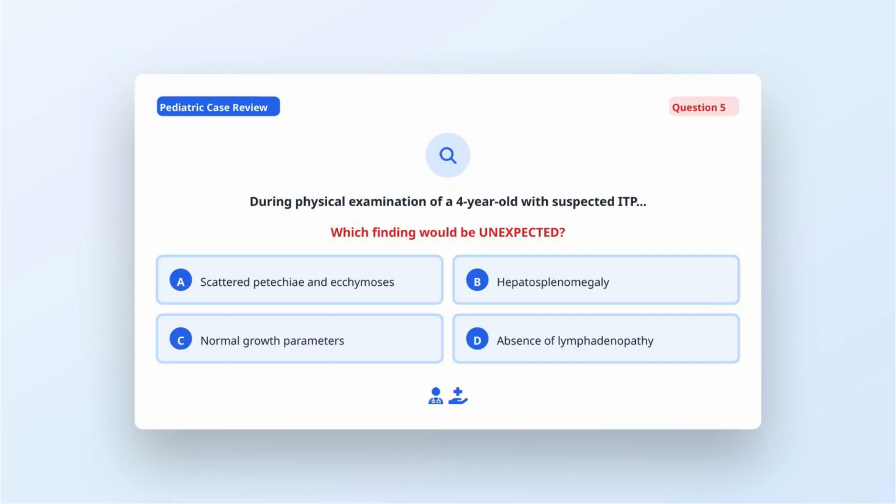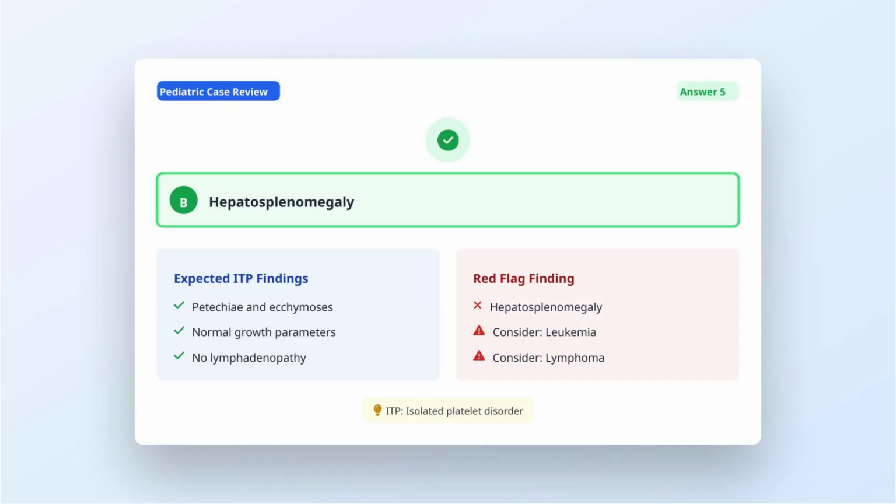Moving to physical examination findings. During examination of a 4-year-old with suspected idiopathic thrombocytopenic purpura, which finding would be unexpected and suggest an alternative diagnosis? A. Scattered petechiae and ecchymosis. B. Hepatosplenomegaly. C. Normal growth parameters. D. Absence of lymphadenopathy. The correct answer is B.